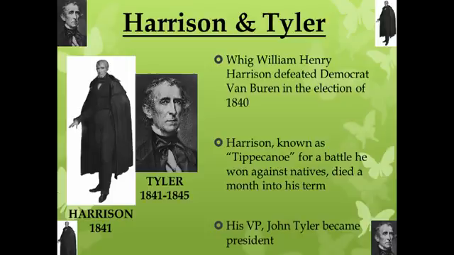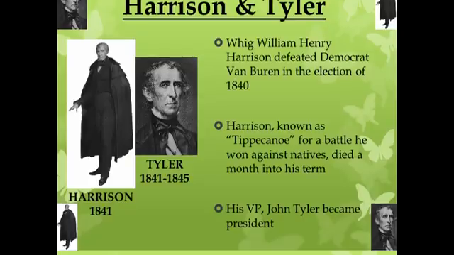Harrison was known as Tippecanoe for a battle he won against natives. He died a month into his term because the idiot decided he was going to give his inaugural address in the cold with no jacket. Well, he caught pneumonia and died a month later. Idiot. Wear a coat for Pete's sake. You know, it's the middle of January in D.C. It's not exactly warm up there. His vice president, John Tyler, would inherit the presidency, and Harrison wasn't really around long enough to do very much.